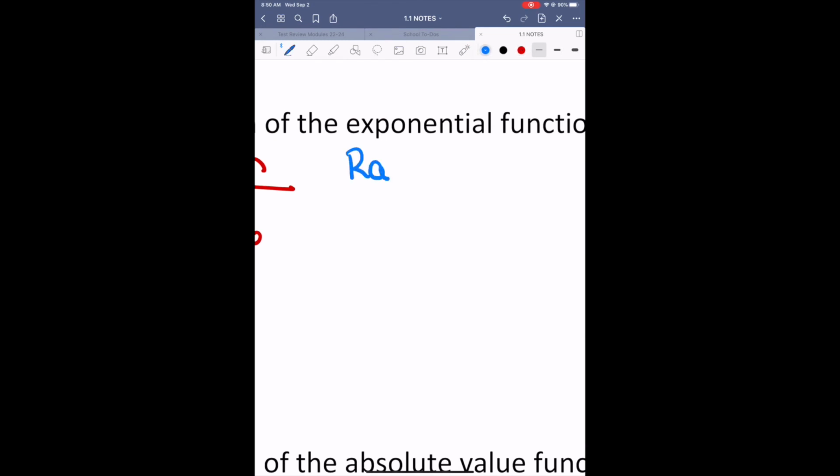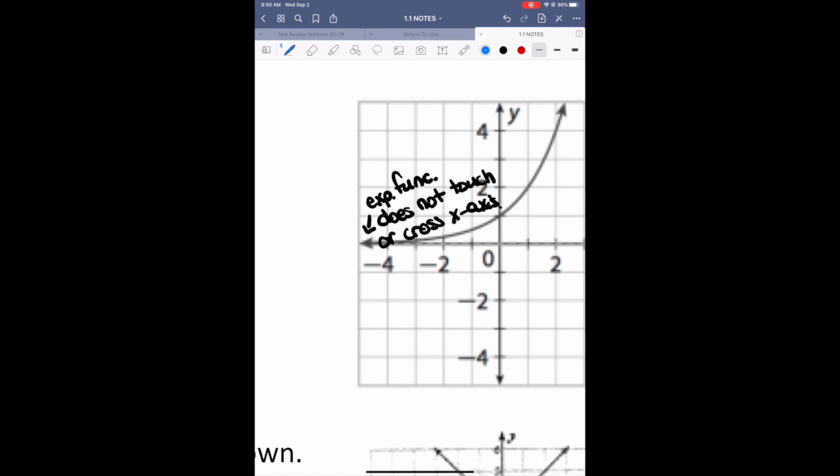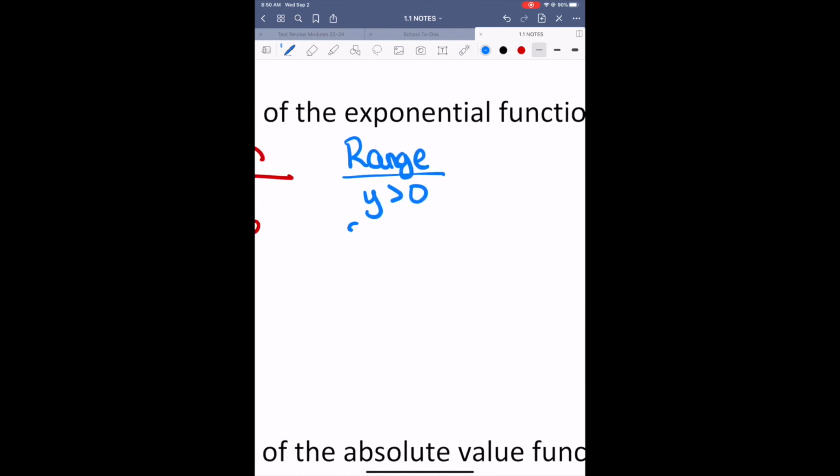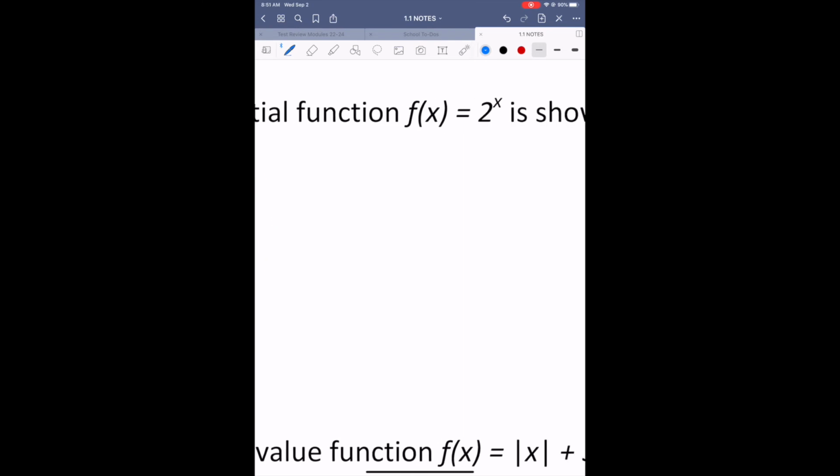For the range, y is greater than 0, not including 0, because remember, it will never touch our x-axis. It's greater than 0. Set notation and interval notation. Parentheses on both ends because we are not touching the x-axis.